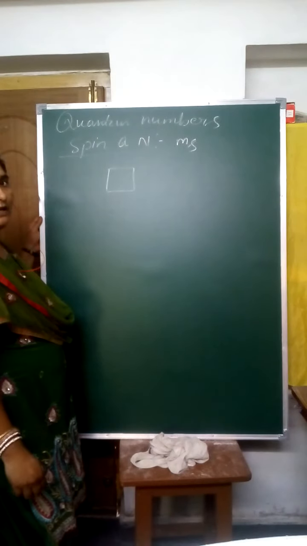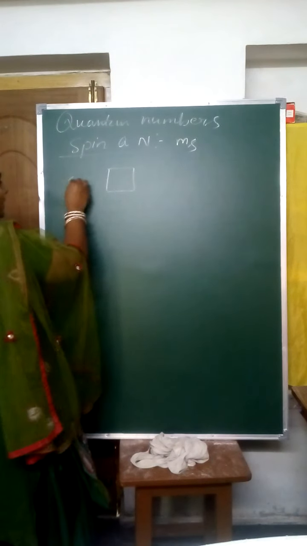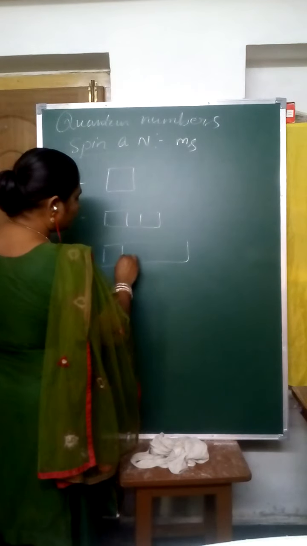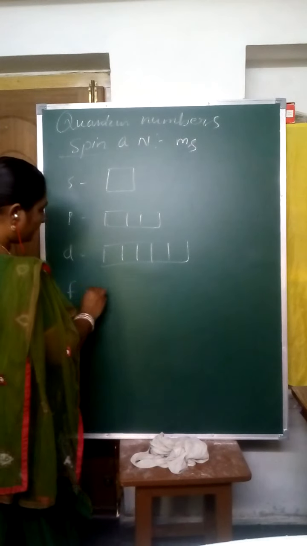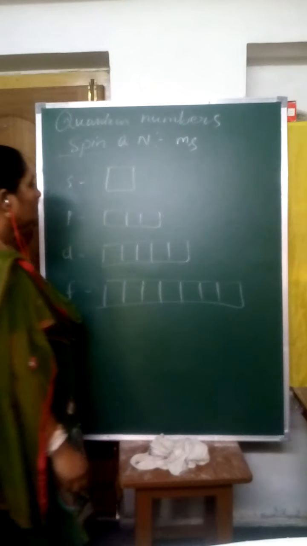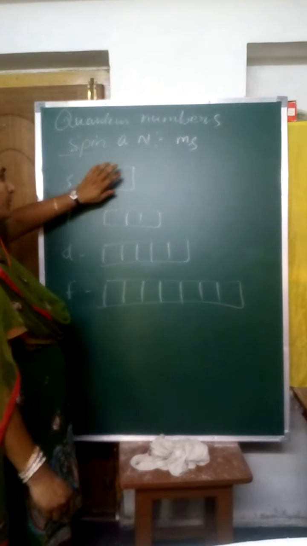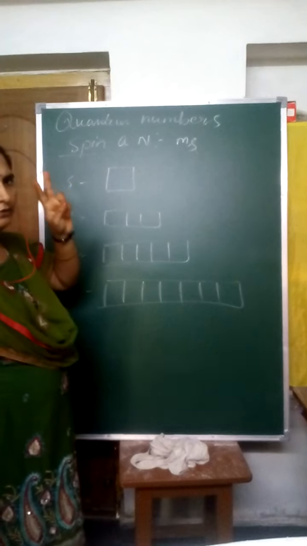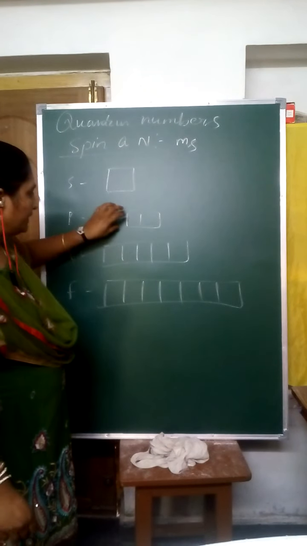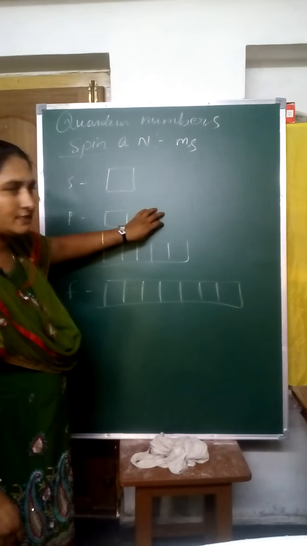How is it? Suppose orbitals. I already told you we draw one orbital in one box. An s orbital is one box, for p orbitals we draw three boxes, for d orbitals we draw 5 boxes, and for f orbitals we draw 7 boxes. We know that. Now, in one orbital a maximum of 2 electrons can be filled.